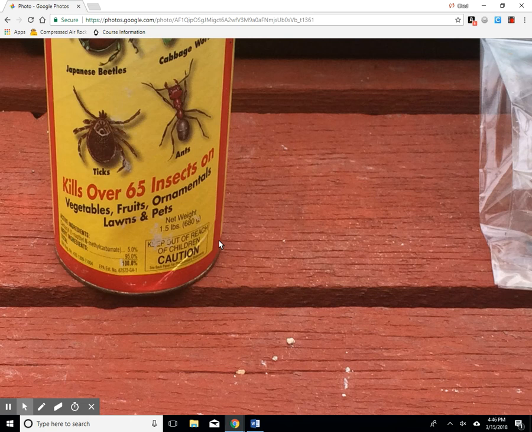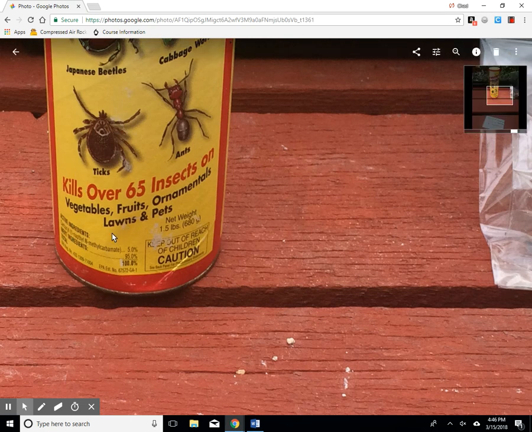So caution, warning, danger, poison. They might ask you what the active ingredient is. So over here, this is the active ingredient, and here's the ingredient underneath. It may ask you the percentage. Can you guys see the percentage from where you are? 5%. Oh, that one. Okay.